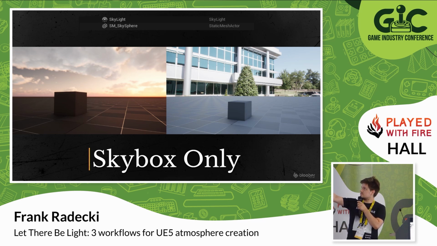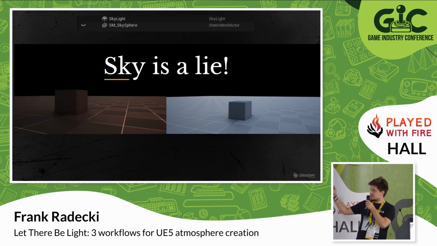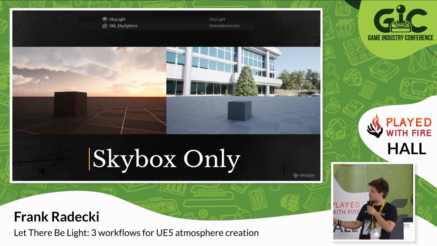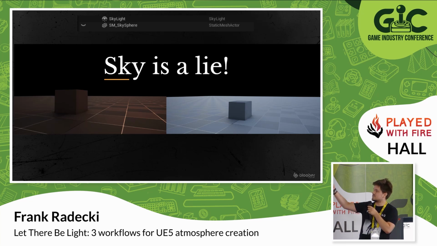So it's skylight, it's sky sphere. Skylight is covering the scene with light. The sky sphere is covering the sky, so it's not black. So actually, sky is a lie, and what I mean by that is that you don't need to match your skylight with your sky sphere. So here, for example, there's the same skyboxes I used to light up the scene, but I turned off the sky sphere, and the scene is still lit up.